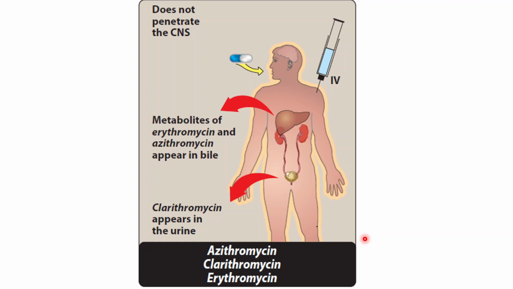Then the pharmacokinetics: they all don't penetrate into the central nervous system, and erythromycin should be administered intravenously because it is destroyed by gastric acid, or it can be given as enteric-coated tablets that can be administered orally. Clarithromycin, azithromycin, and erythromycin are stable in stomach acid and absorb better, but food will interfere with absorption of erythromycin and azithromycin, but not clarithromycin. That is why clarithromycin is more expensive. Erythromycin and azithromycin are also available for intravenous injection.